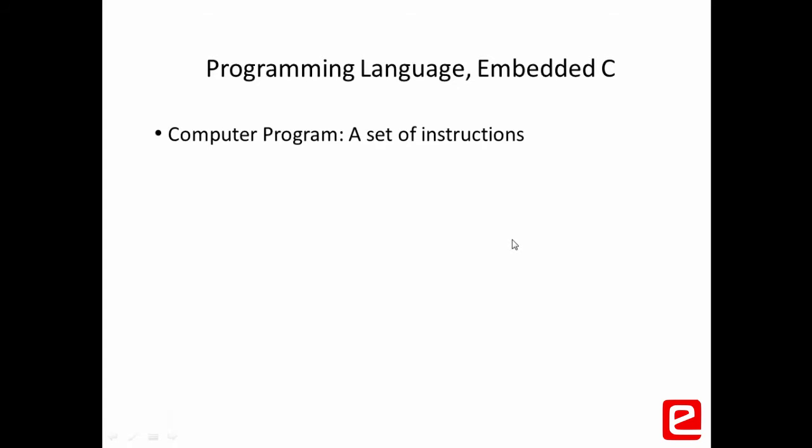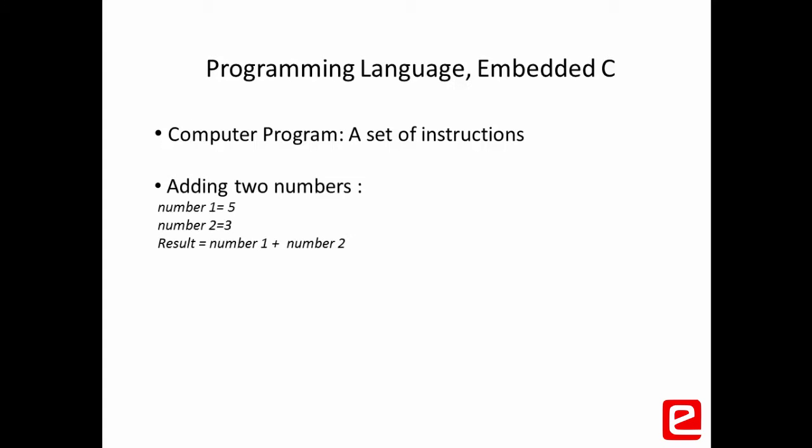So we'll see what a computer program is. A computer program is a set of instructions that can be executed by a computer. In layman's terms, you can refer to a computer program as a sequence of logical steps that can be performed by a computer to accomplish a certain task. Let's take a trivial example of adding two numbers. As you can see here, I have divided this task of adding two numbers into a sequence of logical steps that can be followed by a computer.